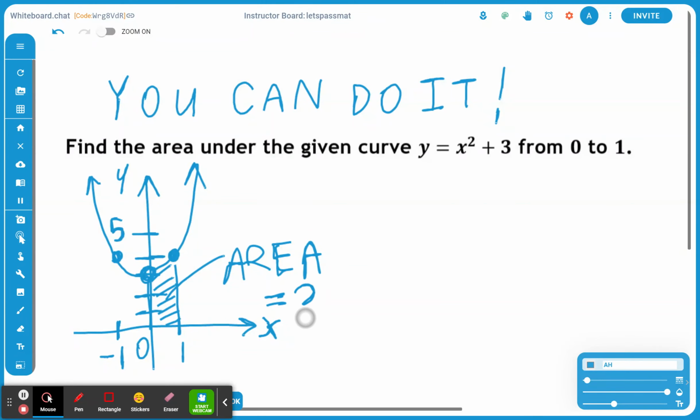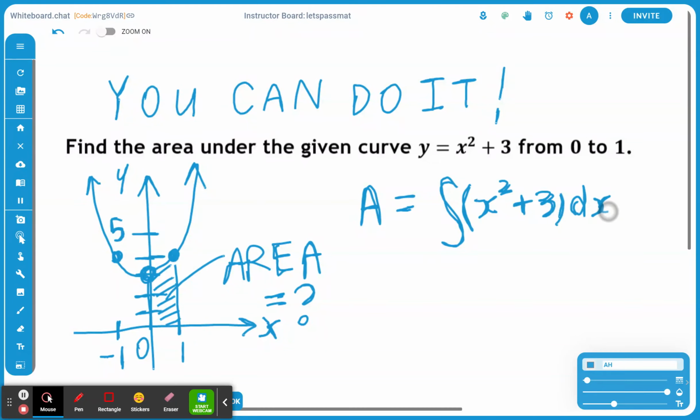So if you think about the idea of antiderivative or the integration, here's how you do it. We're going to say A equals the area, which is the antiderivative or the integration of x squared plus 3. And you can always put this in brackets. And you're going to take the antiderivative with respect to x. And you have to evaluate this from 0 to 1. So this is how you find area.